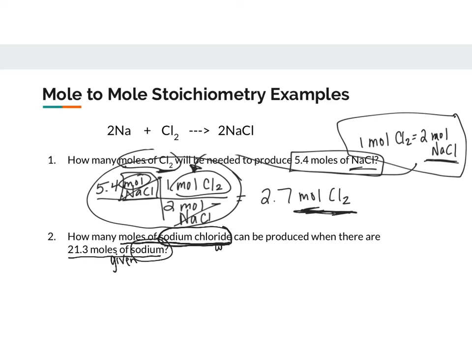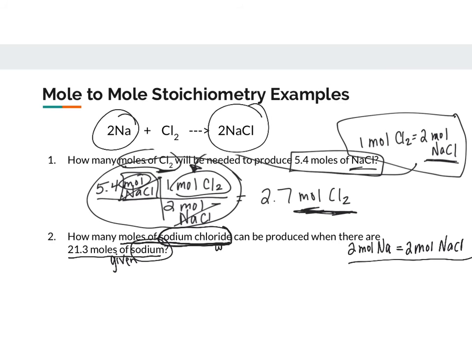All right, once again, I'm going to go up to my balanced chemical equation and circle the two that I'm really comparing. All right, so I know, based on my balanced chemical equation, that 2 moles of Na can be set equal to 2 moles of NaCl. So remember that this is called that mole ratio conversion factor. All right, now I'm going to set up my dimensional analysis. So I know that I'm going to use this conversion factor within my dimensional analysis.